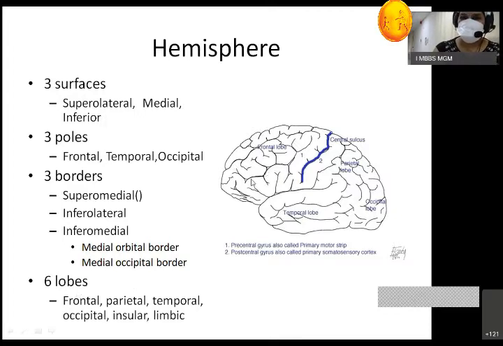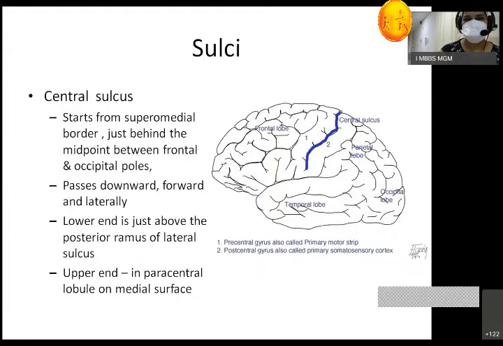Then six lobes. In the front will obviously be the frontal lobe. Behind that there will be the parietal lobe. Most posterior will be the occipital lobe, and in the folded part at the level of the temporal pole, there will be the temporal lobe. These four lobes are visible on the superolateral surface as well as on the medial surface. The insular lobe is a hidden lobe in the lateral sulcus. If we separate the lips of this lateral sulcus, we are able to see this insular lobe. And deep in the cerebral hemisphere is the limbic lobe. So these are the six lobes.